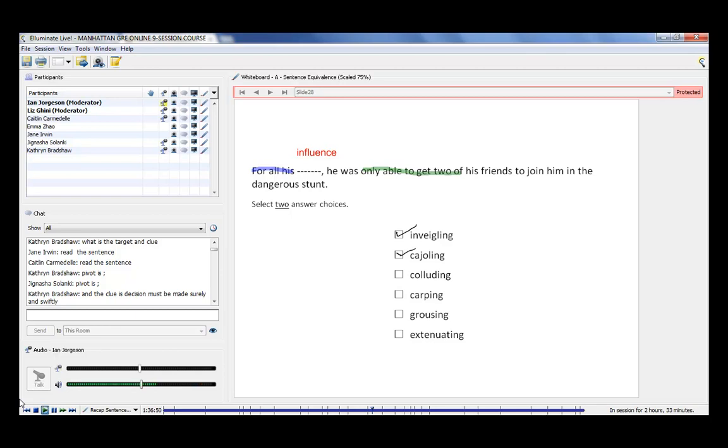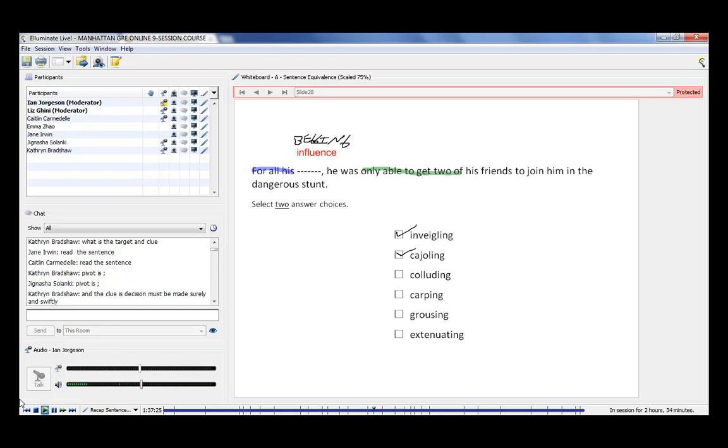Very well done. And I like your analysis of the sentence. For all his blank, he was only able to get. So that only able, he was trying to influence his friends to join him, but he failed, right? And so what we're looking for is this idea of, for all of his, begging maybe would have been a word we could have written here as well. But I think influence was a good one also. But for all of that, he still wasn't able to get most of his friends to join. Only 2 of them joined him.